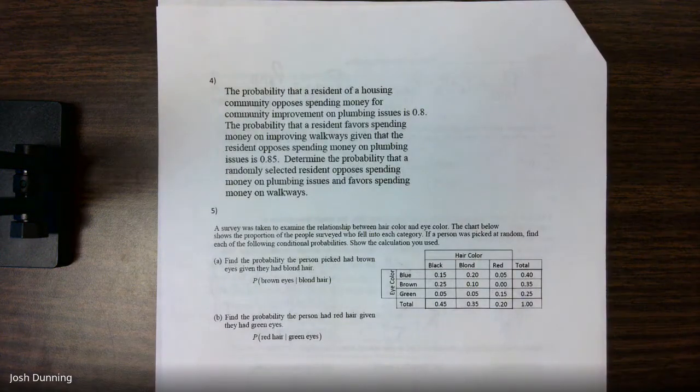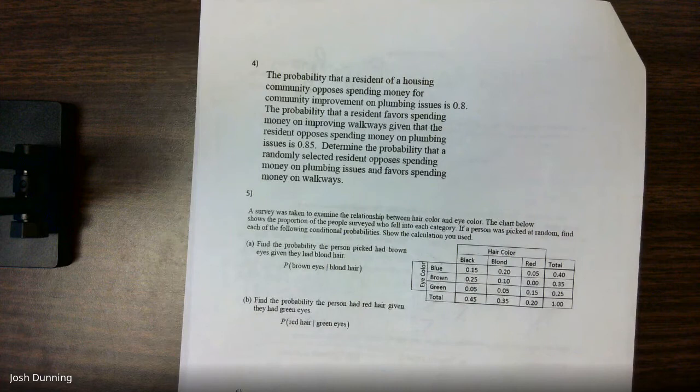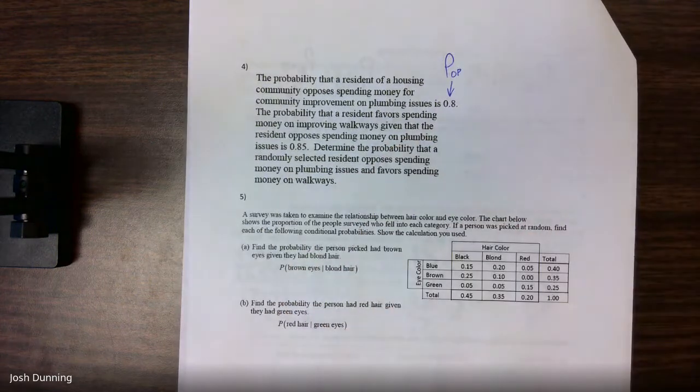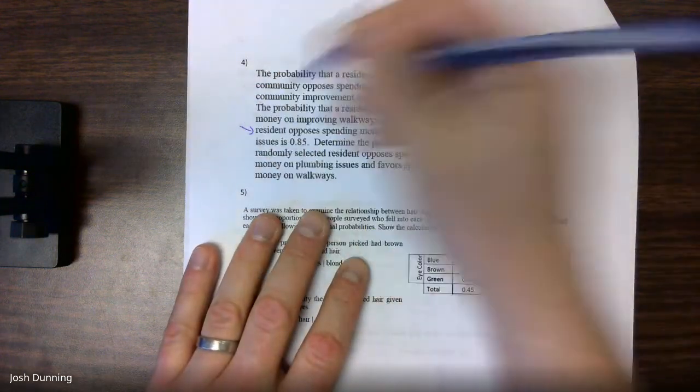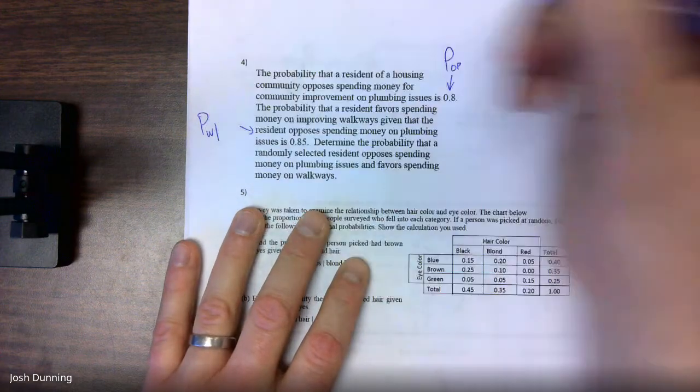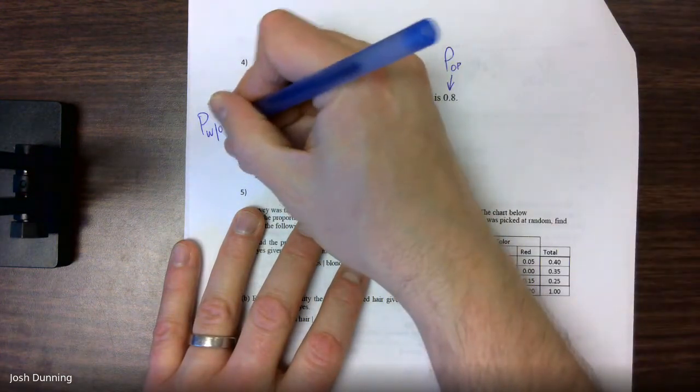All right. The probability that a resident of a housing community opposes spending money for community improvement on plumbing issues is 0.8. So we'll say that's the probability of opposing plumbing. The probability that a resident favors spending money on improving walkways, given that the resident opposes spending money on plumbing issues, is 0.85. And for that, we'll just say walkways, W, given opposing plumbing.